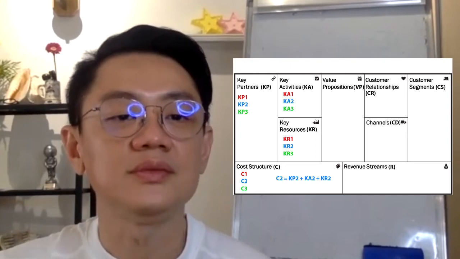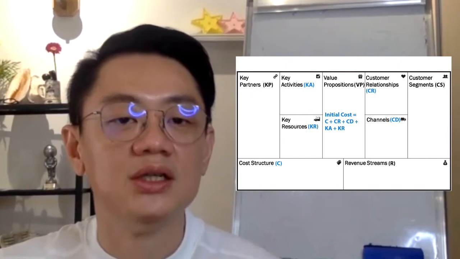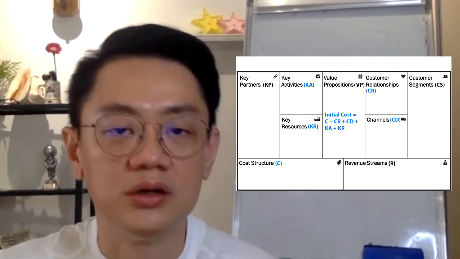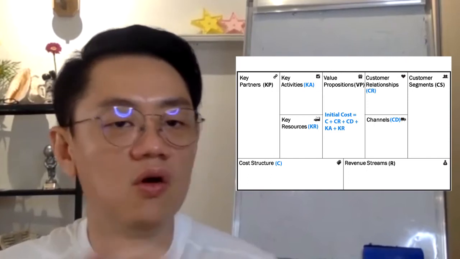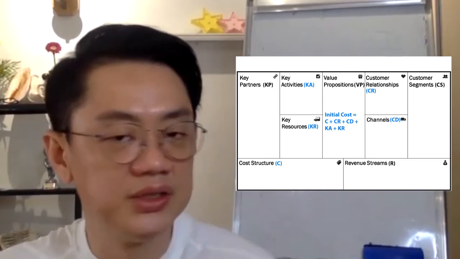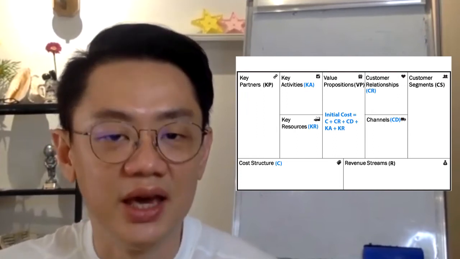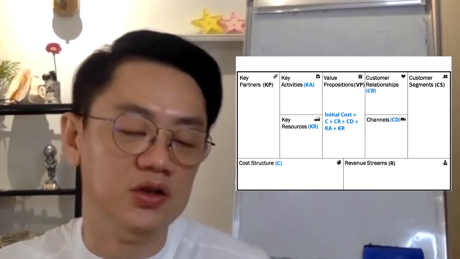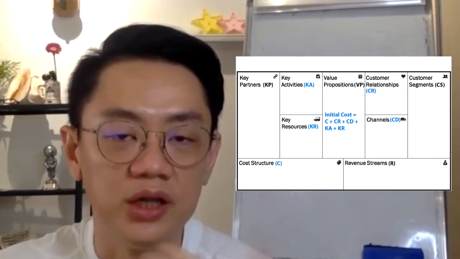Okay. Another one is the one-time cost needed to create value. The initial cost. So the initial cost is all the C that you can find, the new C there, C plus CR plus CD plus KA plus KR. So this is your internal. You need to find out, is there any cost when you create a new value?